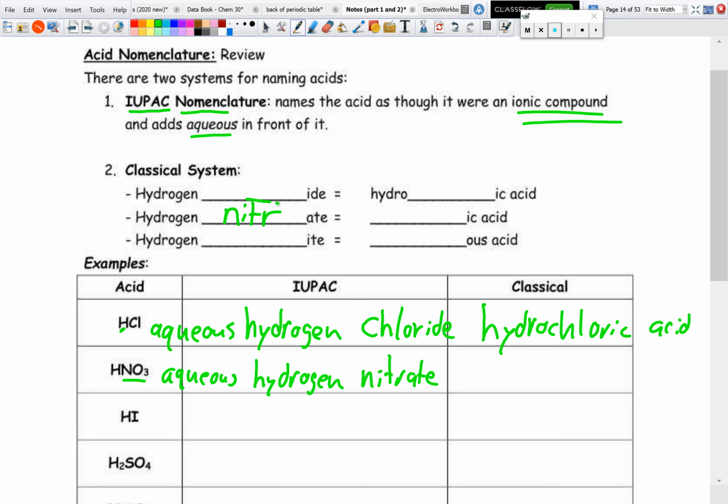So what happens is that this anion stem gets completely transferred over here. So you end up getting nitric acid. And that's how we get that one. Now, of course, if it ended in ITE, we'll get that OUS acid.